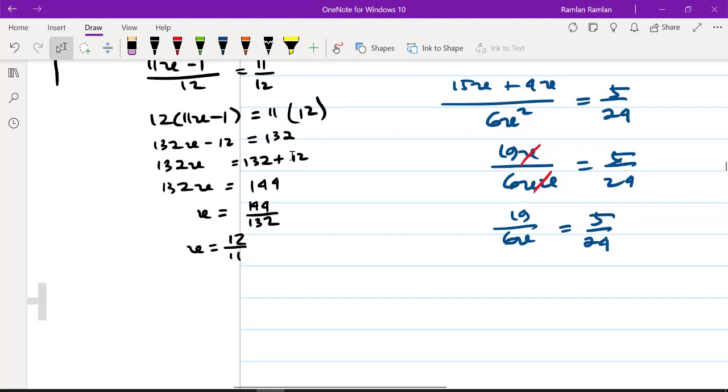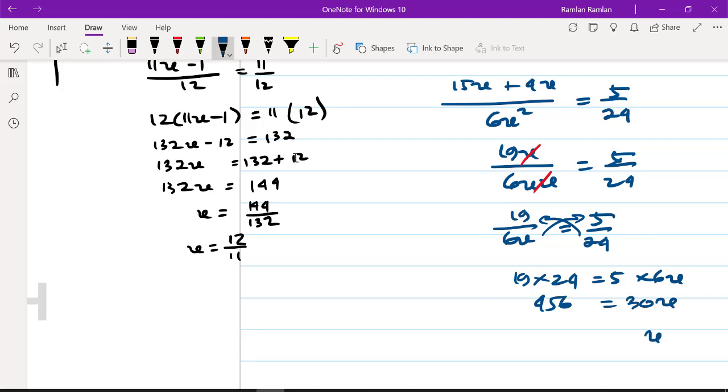Then again, we can do the cross multiplication. So this goes here, this goes here, right? So it'll be 19 times 24 equals to 5 times 6x. Okay, so 19 times 24, let me use my calculator. 19 times 24 is equals to 456. That'll be equals to 5 times 6x, that'll be 30x. Which means that we only need to divide both sides by 30, right? And then you can just use the calculator. You'll get 76 over 5.